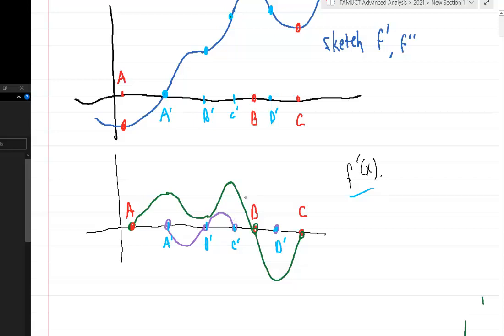Okay? All right, how about from c prime to d prime? Well, what's happening? Here the slope is positive, and it's getting less and less steep, turns around and becomes negative. Now the turnaround doesn't matter for the second derivative. In fact, the second derivative is more or less always negative here. So we have something like this. Okay, so that's my f double prime of x.